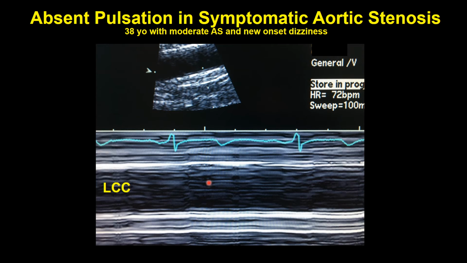So I was wondering what this would look like in a patient with symptomatic aortic stenosis who's experiencing new onset of dizziness. And this was also a big surprise. This 38-year-old woman has no pulse at all. There's no distension, there's no retraction, there's no turbulence in the blood flow, and this could be an important indicator of change in the severity or the hemodynamics of aortic stenosis.